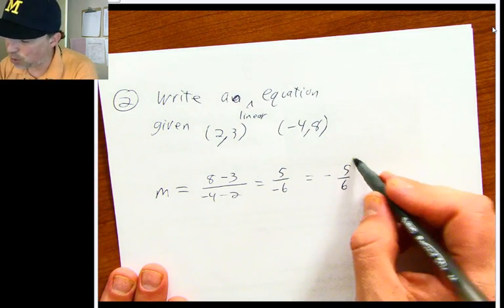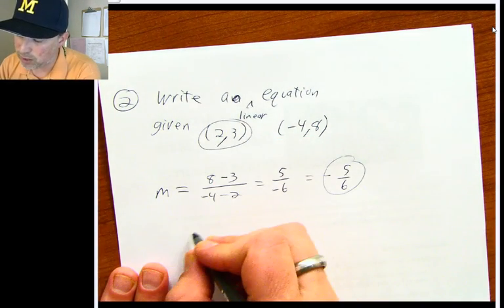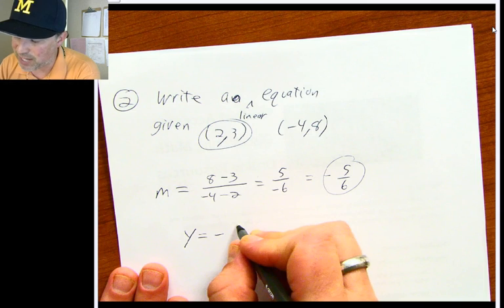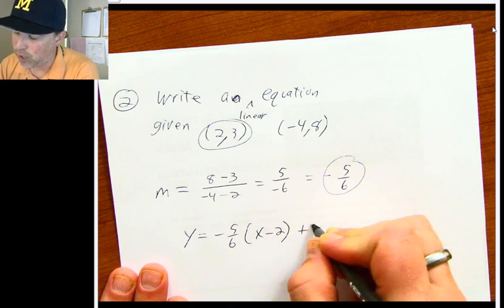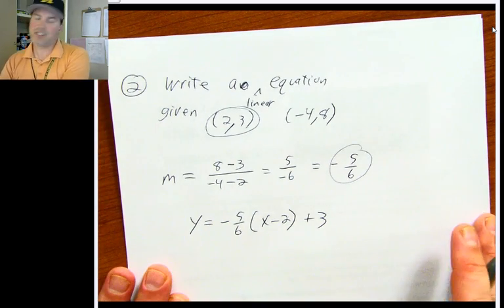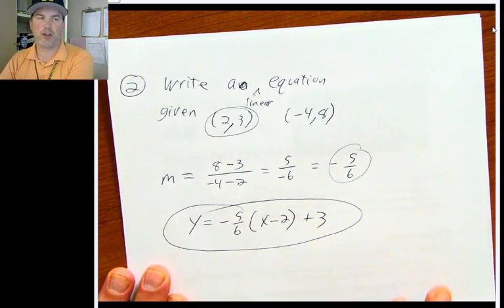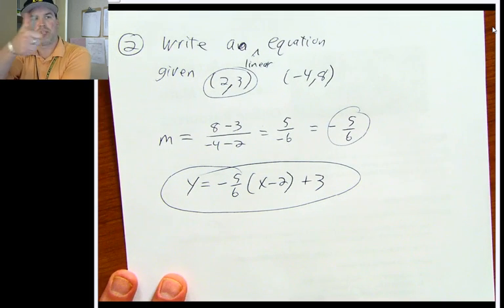So this is my slope, this is my point, plug it all in. y equals m, -5/6, times x minus 2, plus 3. And I'm going to leave this answer just like that, because a point-slope form answer is a good answer.